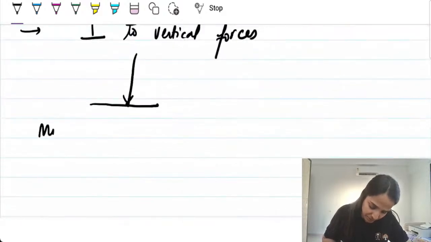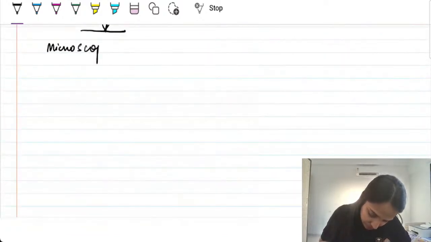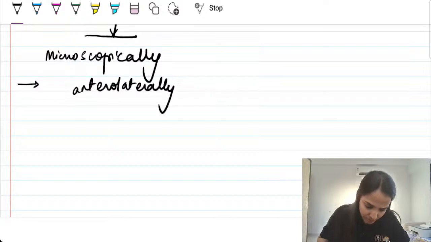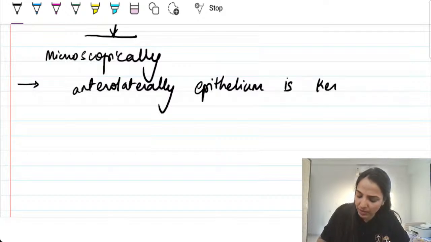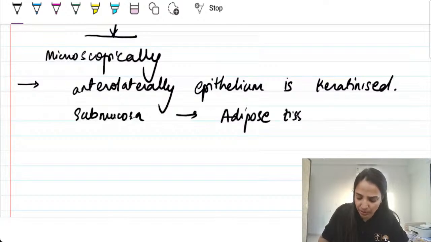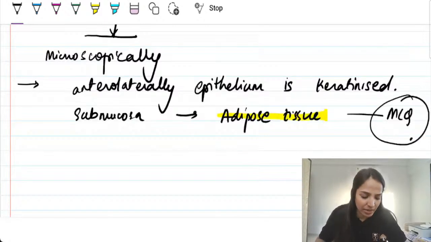Microscopically also, if we see, anterolaterally, the epithelium is keratinized, and we are aware that keratinized epithelium will always give you better support, and the submucosa contains adipose tissue. This is another MCQ question: the anterolateral part of the hard palate contains what in the submucosa? It contains your adipose tissue. This is another question that is asked in exams. So remember this: the anterolateral part contains adipose tissue.